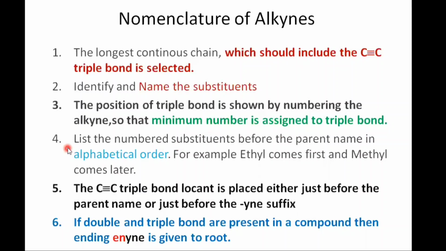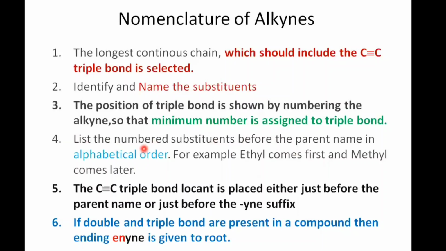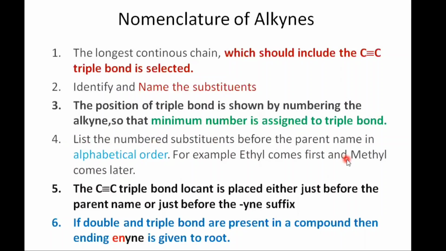So let's move towards the fourth point. List the numbered substituents before the parent name in alphabetical order. So this is also an important point, that we should arrange the substituents in alphabetical order. For example, ethyl comes first and methyl comes later. We know that ethyl starts from E and methyl starts from M. So that's why when we write the IUPAC name of the alkyne, ethyl would come first and methyl would come later.